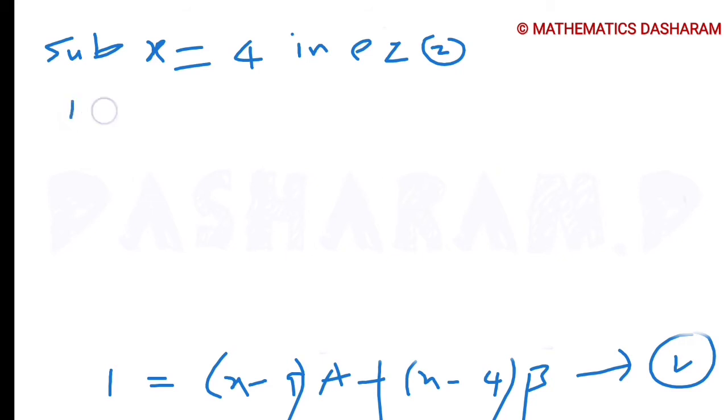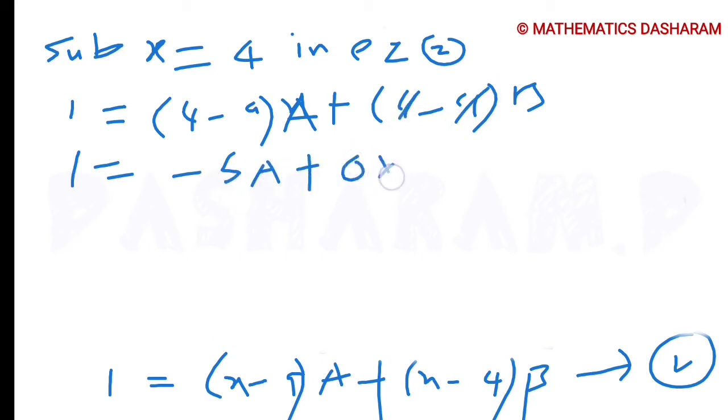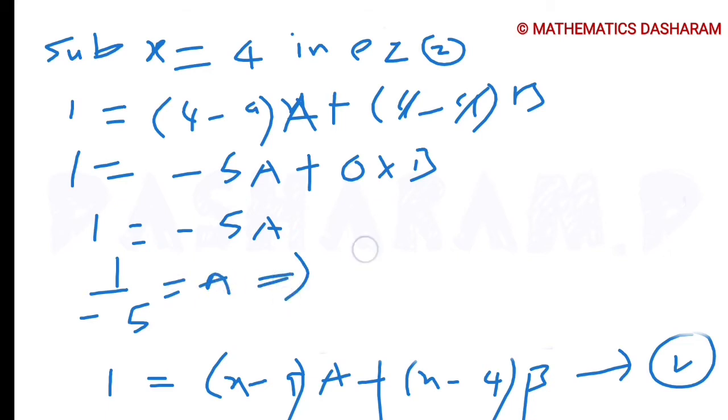So here 1 equals (4 minus 9) into a plus (4 minus 4) into b. 4 minus 9 is minus 5, so 1 equals minus 5a plus, 4 minus 4 cancel, 0 into b. So 1 equals minus 5a, then 1 by minus 5 equals a. So a equals minus 1 by 5.